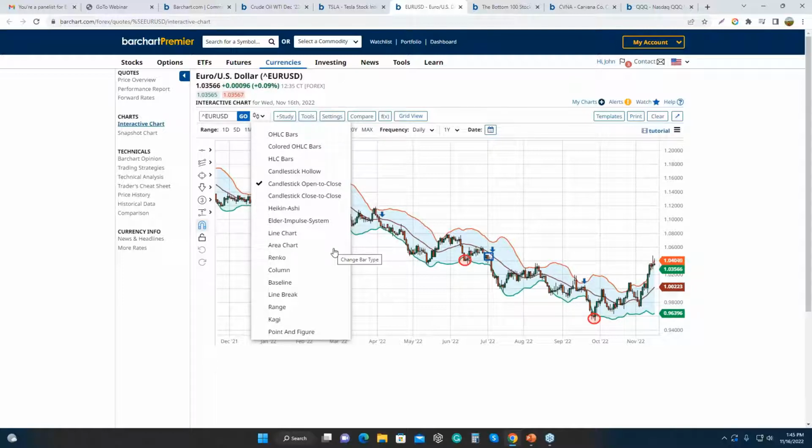So, candle color doesn't really matter, especially when they're small candles. But with larger candles, it does make a little bit more difference. That's confirmation of who's winning the battle between bulls and bears.